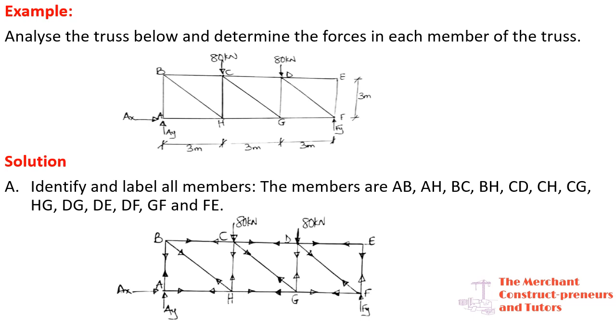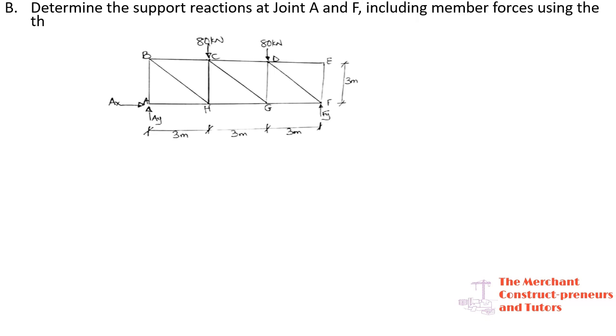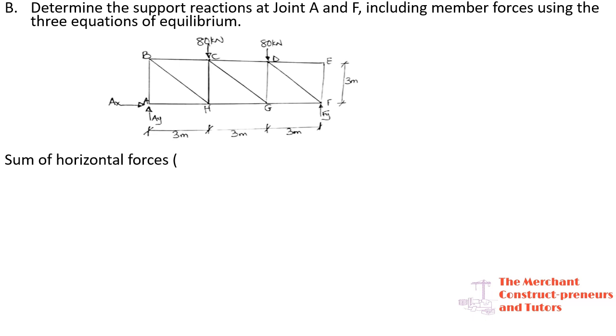After identifying the members, the next thing is to determine the support reactions. The support reactions are at joints A and F. These are the places where we have our supports. Using the three equations of equilibrium, which include summation of horizontal forces equals 0, summation of vertical forces equals 0, and summation of moment at any of the support points equals 0.